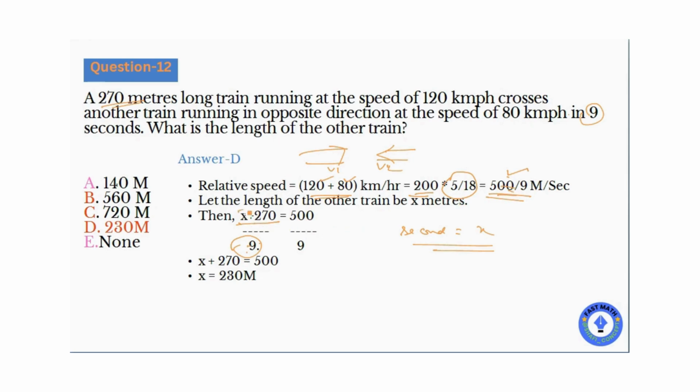This formula is most important. Then only you will get the problem. To understand the actual formula is the minimum criteria, because distance divided by time gives the speed. The speed you have already arrived at as 500 by 9. When you are cross multiplying this, the 9 will be cancelled and x plus 270 is equal to 500. Ultimately x is nothing but 230 meters, which is the length of the second train.